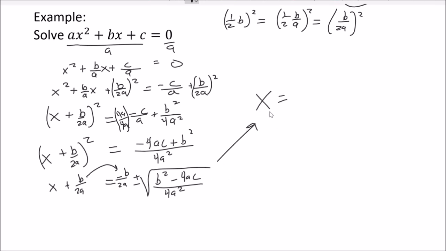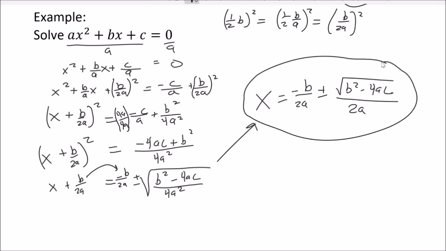So what we get is x equals negative b over 2a plus or minus the square root of b squared minus 4ac. And then notice we actually know how to take the square root of 4, that's 2. So we'll take the square root, notice it's not inside anymore, and the square root of a squared is a. And so this is what's called the quadratic formula.